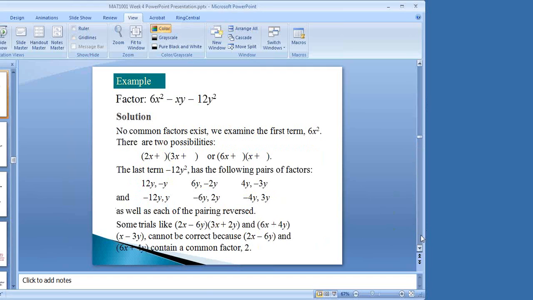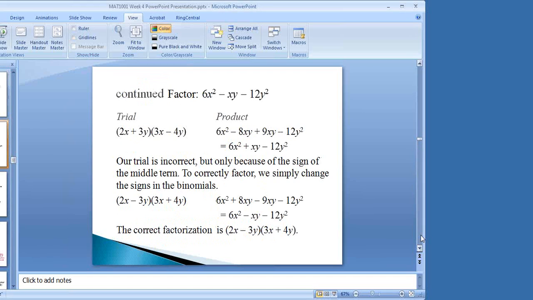Okay, even if you have two variables, it's not a problem. You're going to find when your first coefficient is not 1, in this case 6, you have some possibilities, don't you? So you have 2 and 3, 1 and 6, and then you have several possibilities for 12, and then different combinations. So the more complex we get, the more possibilities there are to test. Don't let that make you afraid. Just be ready for it.